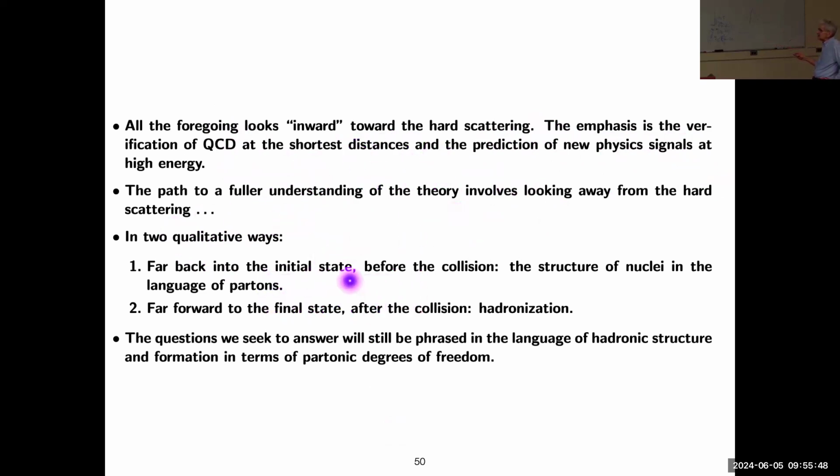Far back into the initial state, before the collision, the structure of the nuclei and the nucleons, say, and nuclei beyond that in the language of particles.